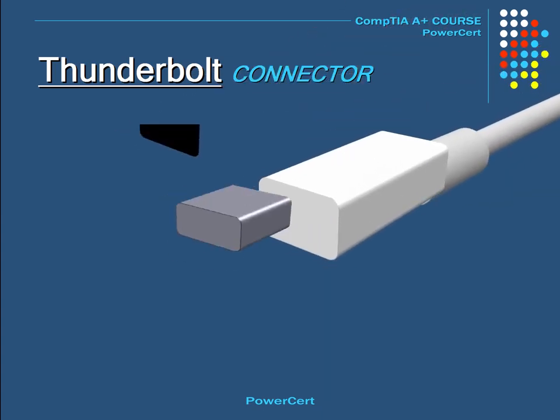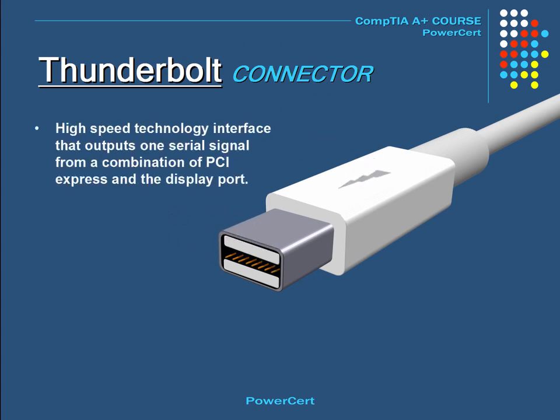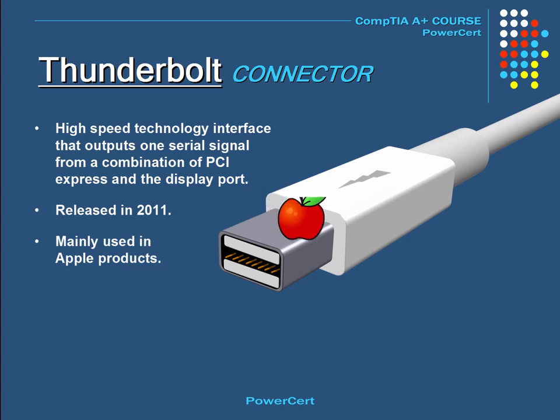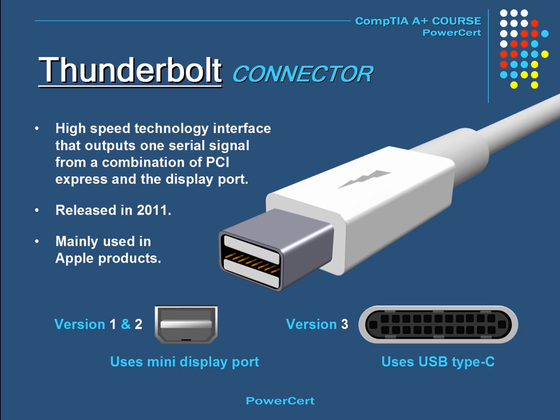A newer type of interface for attaching external peripherals is called Thunderbolt. Thunderbolt is a high-speed technology interface that outputs one serial signal from a combination of PCI Express and the DisplayPort. Thunderbolt was released in 2011 and was mainly used in Apple products, and has now become available to PCs. There are 3 different versions of Thunderbolt. Versions 1 and 2 use the same connector as a Mini DisplayPort, and Type 3 uses a USB Type-C connector.